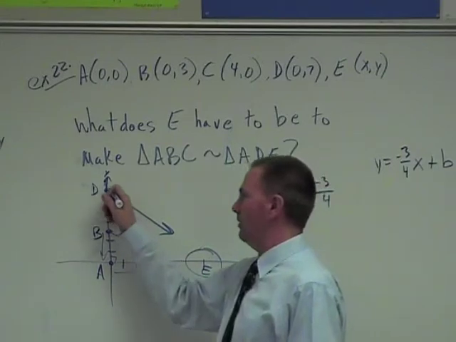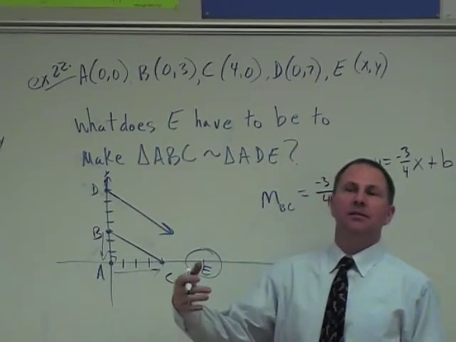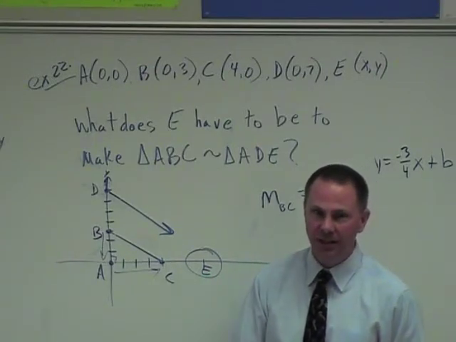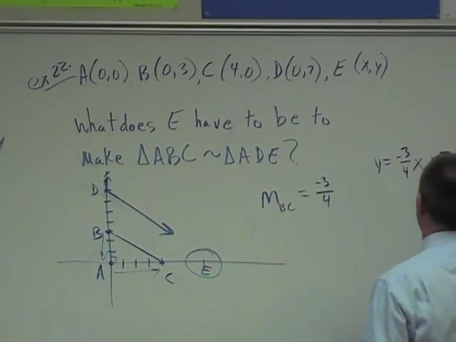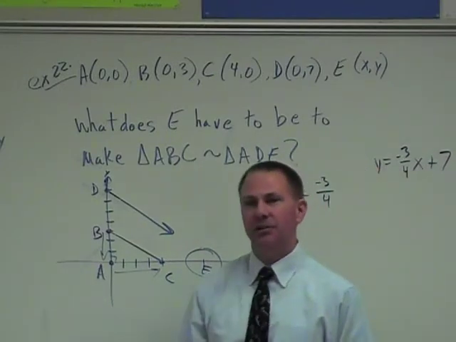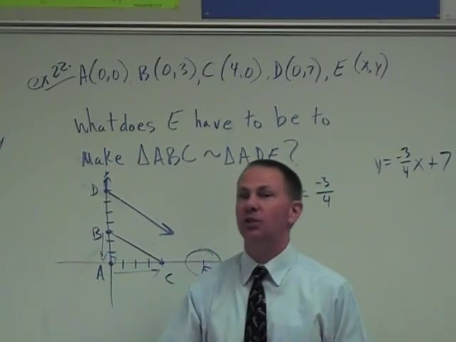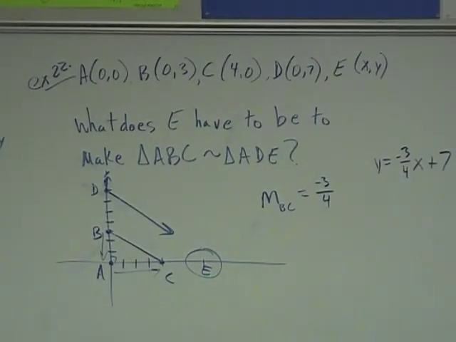Everybody find B for me. You have a point that's on the line. What is D? The y-intercept. Really? 7. Do we need to go back to pre-algebra? 7. How do I find the x-intercept? Plug 0 in for y, please, and tell me what x is. Plug 0 in for y and tell me what x is. And you'll see that that was correct, unless you did a miscalculation.